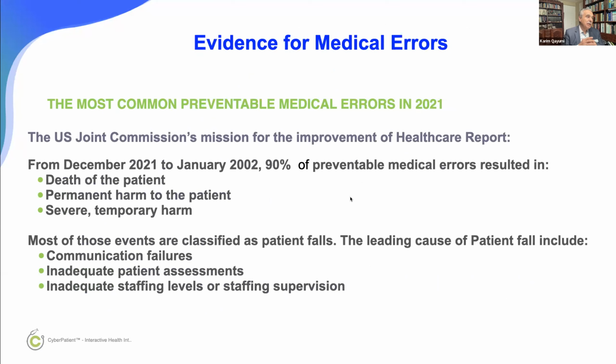So in relation to the medical errors, it was also reported that the most common preventable medical errors in the United States in 2001 were death of the patient, permanent harm to the patient, and severe temporary harm to the patient. And 90% of this happened between December 2001 and January 2002.